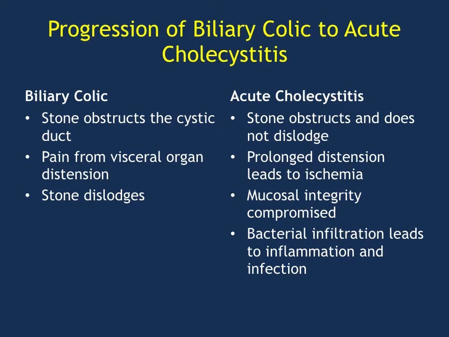Now, if the stone dislodges, the patient should start to feel better, and then the episode is terminated, and this episode of pain and obstruction is called biliary colic. However, if this process continues because the stone does not dislodge and the prolonged wall tension leads to ischemia, which leads to compromise of the integrity of the epithelial layer and infiltration of bacteria leading to inflammation and infection, the patient now has acute cholecystitis.